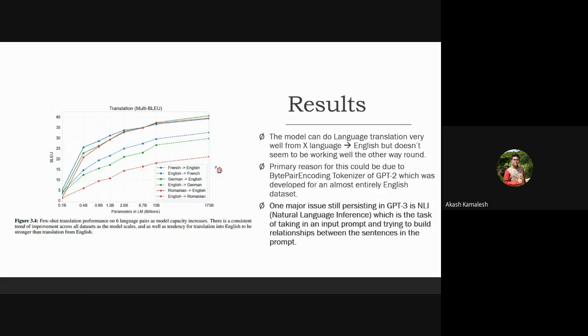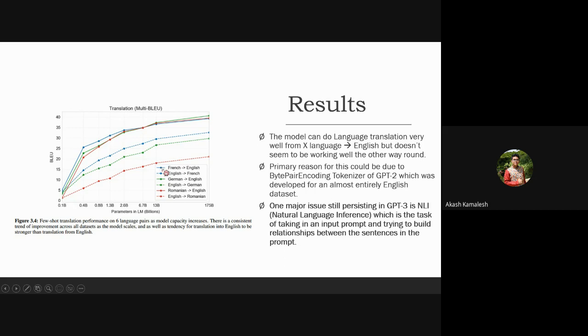Okay, and results, as I mentioned, the model can do language translation very well from X language to English, but does not work well the other way around because I mentioned that GPT-2 used the byte pair encoding tokenizer, which was developed for an almost entirely English data set. This was the drawback, because OpenAI didn't realize this. When they finished training, it had been a month and it had cost them a lot of resources. So they decided that, for now, they shall just leave it as a potential improvement.